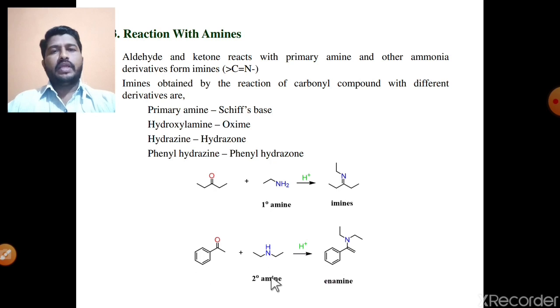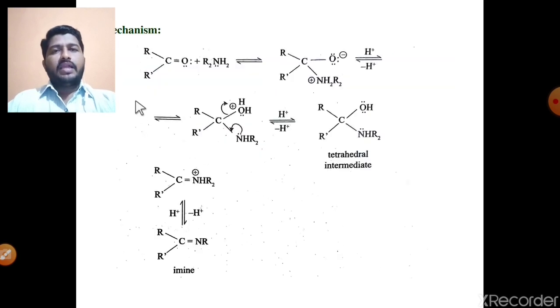See, these are the two reactions. The first reaction: carbonyl compound with primary amine gives imine, a simple condensation reaction. The same carbonyl compound, meaning the acetophenone molecule, in presence of a secondary amine gives an enamine derivative. Next is the simple mechanism of this reaction, a condensation reaction.